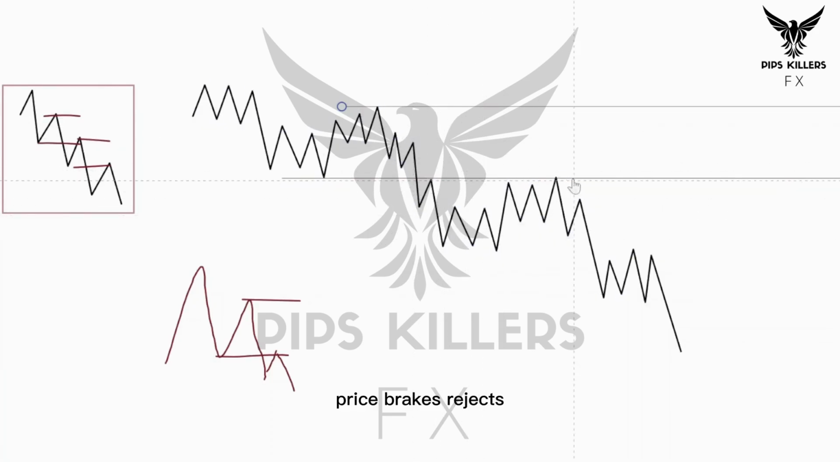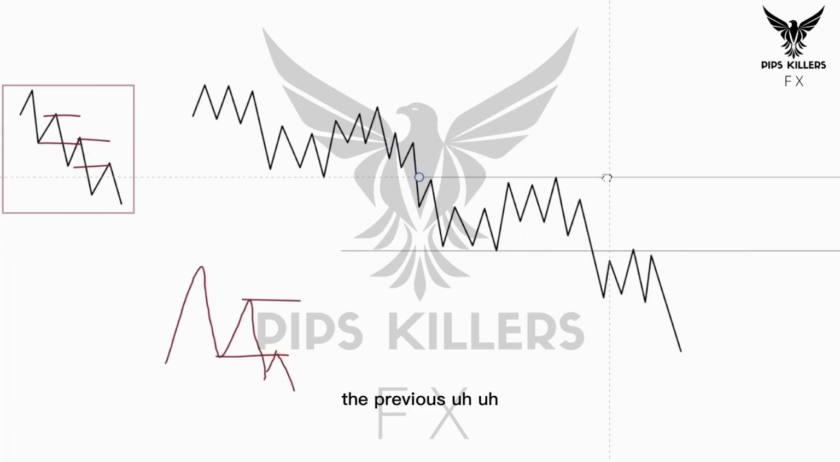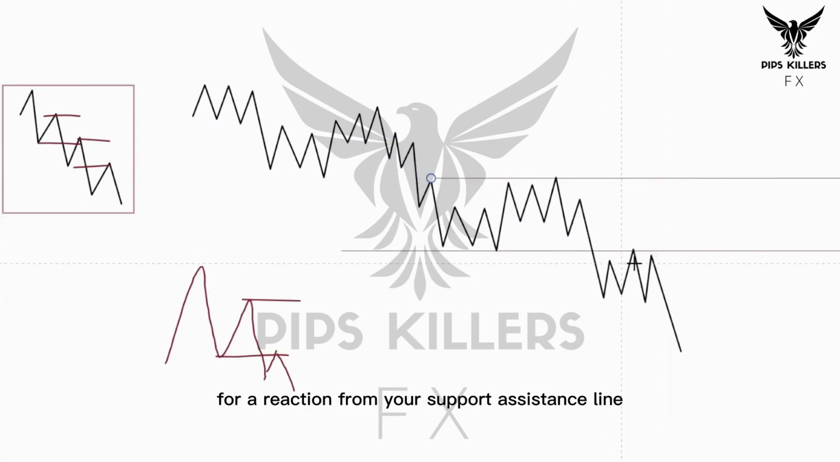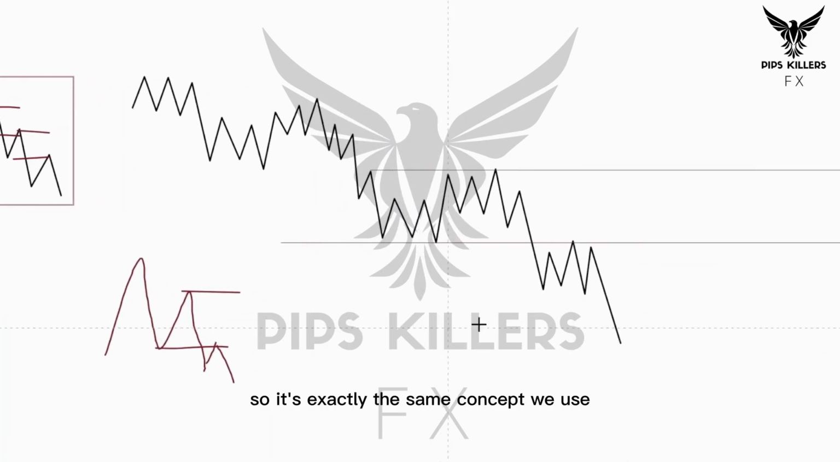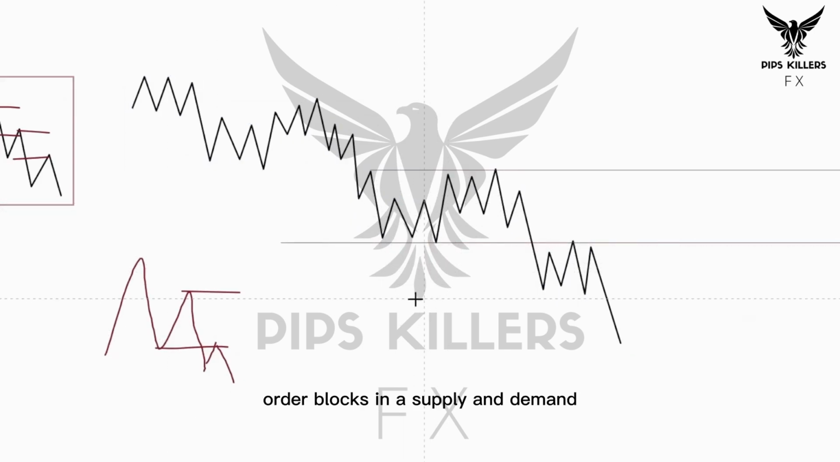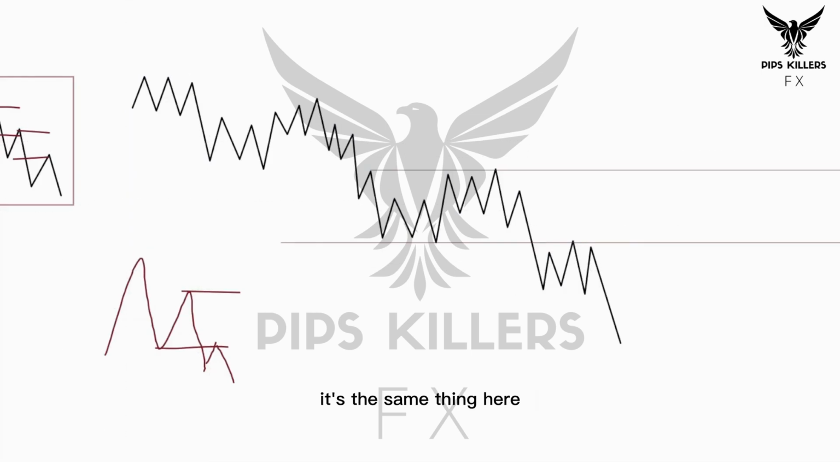Price breaks, rejects. Once price rejects, now you can say the previous low is your low and the current high is your high, and when price comes back down, you're waiting for a reaction from your support resistance line. So it's exactly the same concept we used in the previous chapter when we talked about supply and demand and how to find Wyckoff in a supply and demand market. It's the same thing here.